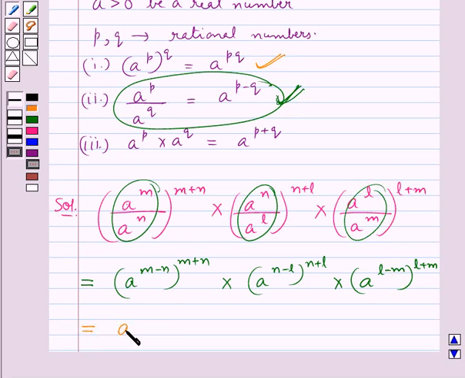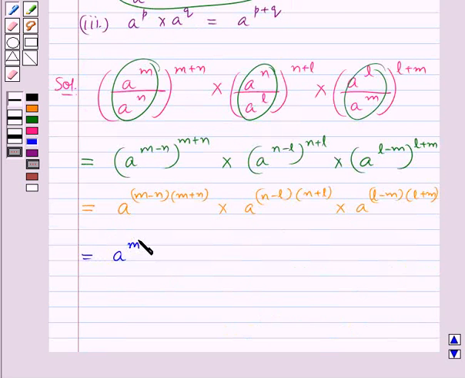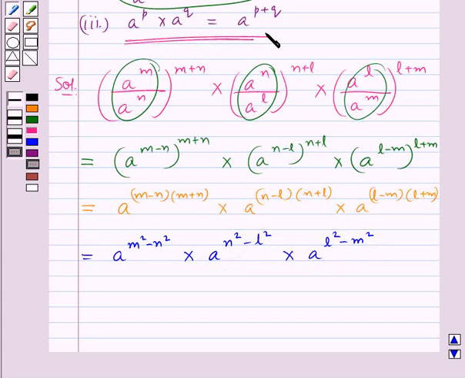So this would give us a^((m-n)(m+n)) multiplied by a^((n-l)(n+l)) multiplied by a^((l-m)(l+m)). That is, we get a^(m² - n²) multiplied by a^(n² - l²) multiplied by a^(l² - m²). Now we shall apply this law, that is a^p multiplied by a^q is equal to a^(p + q). That is, we will add these powers.